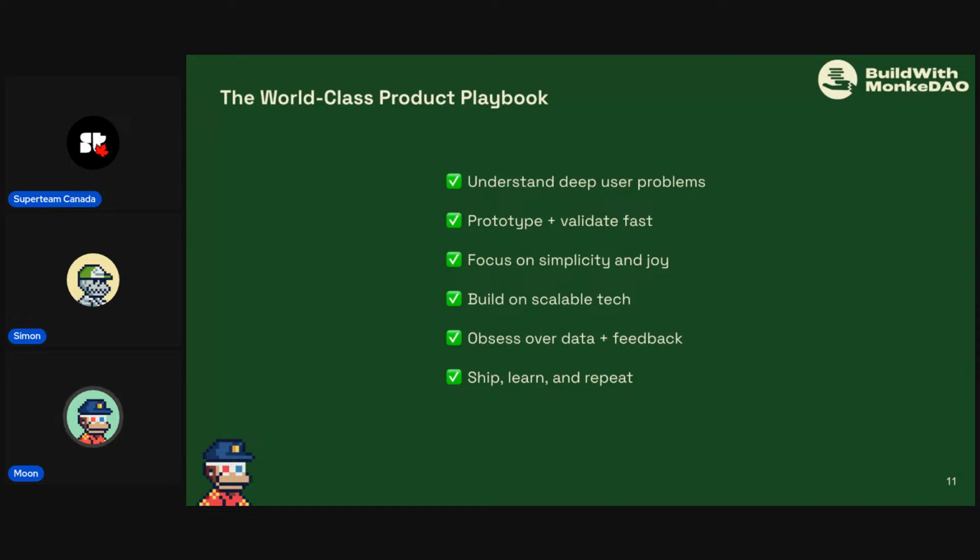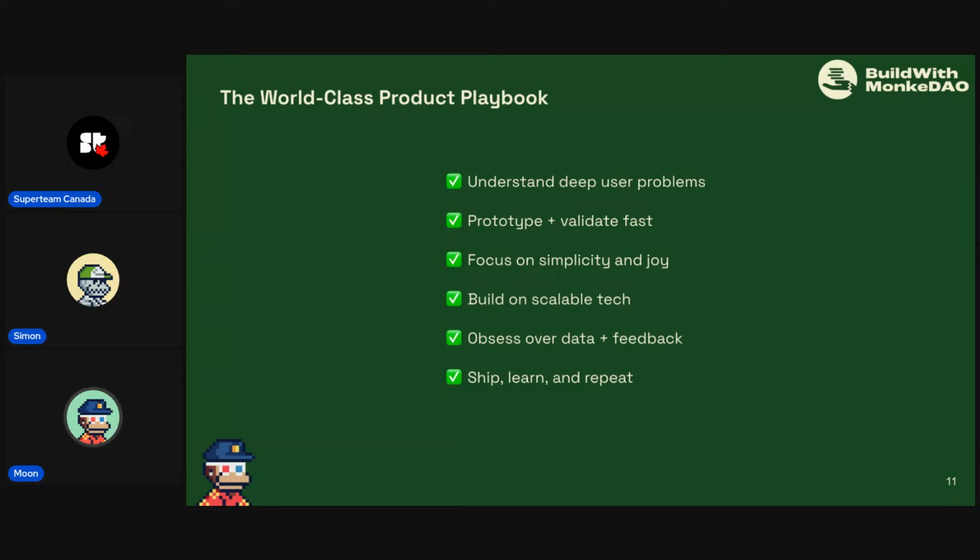So to sum that all up, these are the points that I want everybody to take away from what I'm presenting here today in terms of what it takes to build a world-class product. First and most importantly is understand deep user problems. Focus on the problem. Don't necessarily be focused on the ultimate end solution. Understand your why. Understand why it's a problem in the first place. Understand why this needs to be solved. Understand why your user cares about this.